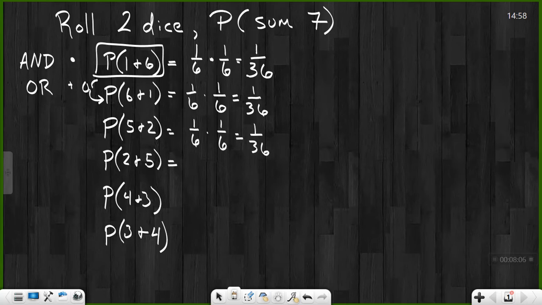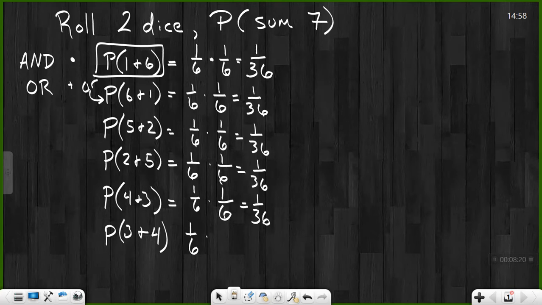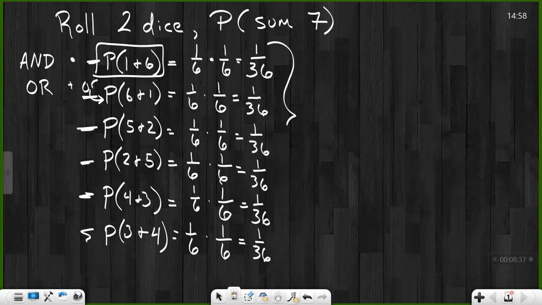So probability of 2 is 1/6, and probability of 5 is 1/6. So it's 1 out of 36 options. Probability of 3 is 1 out of 6 options, and probability of rolling a 4 is 1 out of 6 options, giving me 1 out of 36, and once again, 1/6 times 1/6. So all of these possibilities are 1 out of the 36 total combinations we can get from rolling the dice. Granted that I could get this one, or this one, or this one, or this one, or this one, or this one, means that I'm going to take all of these, keyword "or," and I'm going to add them all up.